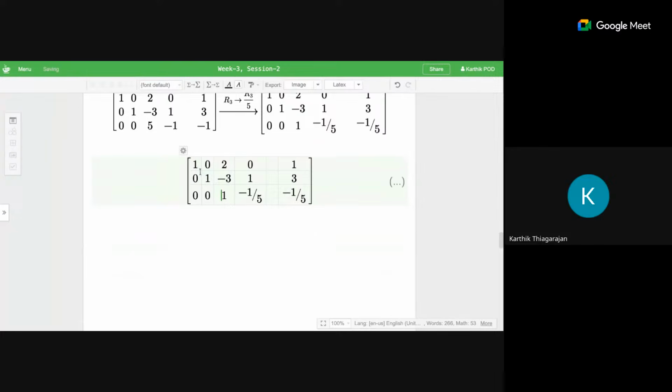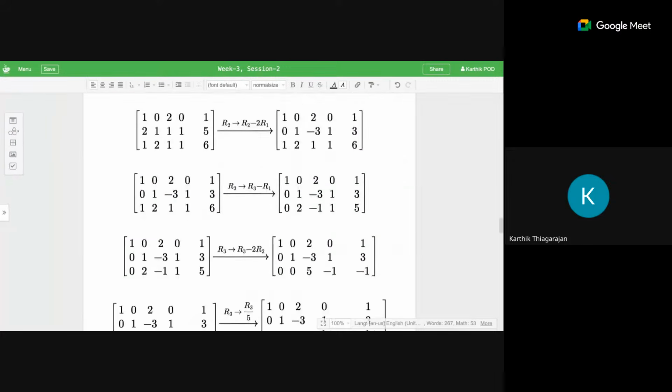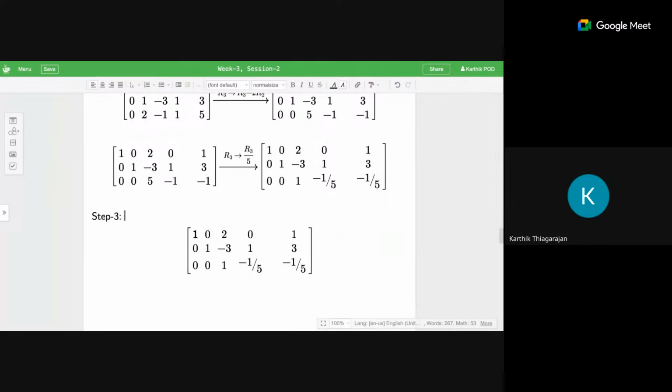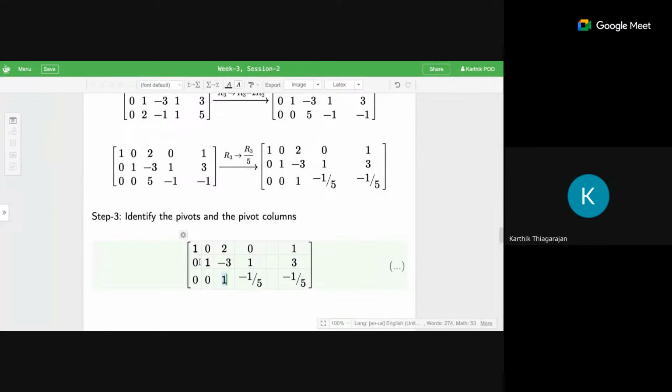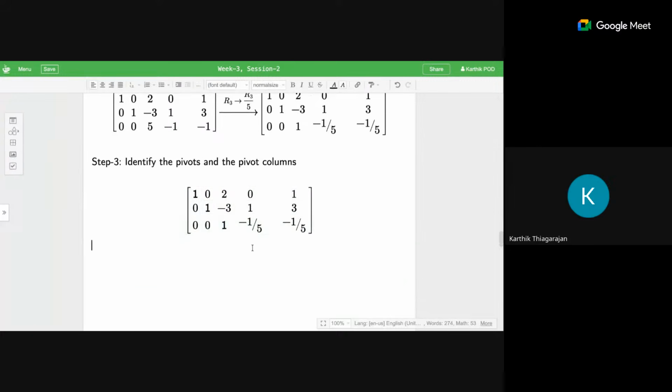So we'll stop here. So what are the pivots? This is a pivot. This is a pivot. Now step 3 is identify the pivots and the pivot columns. Okay, so these are pivots. We have 3 pivots. Is it possible to have more than 3 pivots here? No, sir. So here, this is the maximum. Okay, so the pivot columns are therefore the first 3 columns.